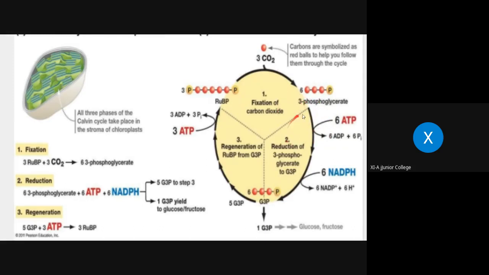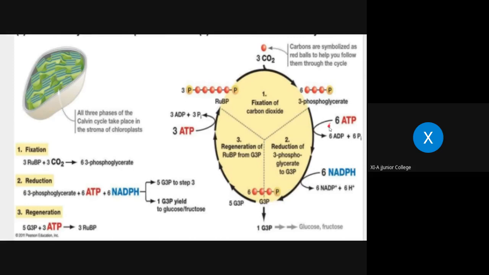1,3-PGA, 1,3-phosphoglyceric acid or 1,3-phosphoglycerate, where this ATP gets converted into ADP. Now ATP is produced in the light reaction. You understand? You remember light reaction, it produces ATP.